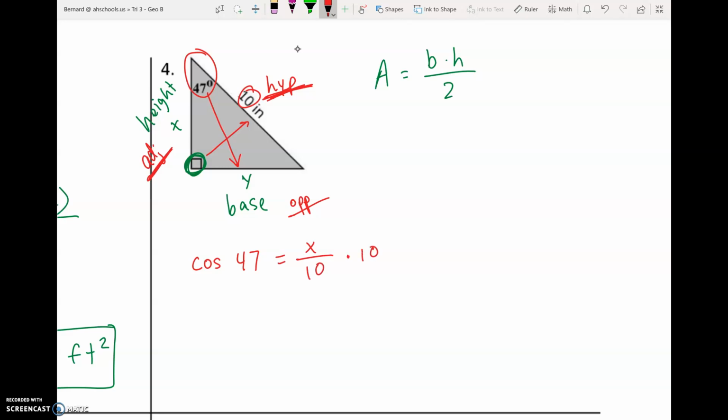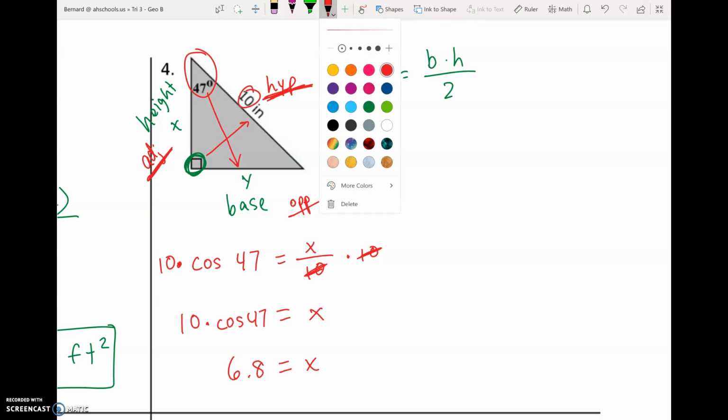Times both sides by 10. And that'll cancel our 10s over here, giving us x. And we just got to type 10 times the cosine of 47 into our calculator. 10 times the cosine of 47 should come out as 6.8. Perfect. But now we got to find y.